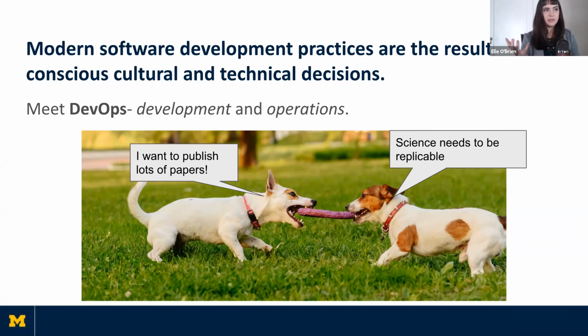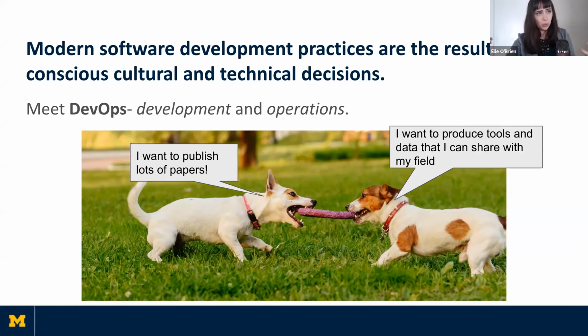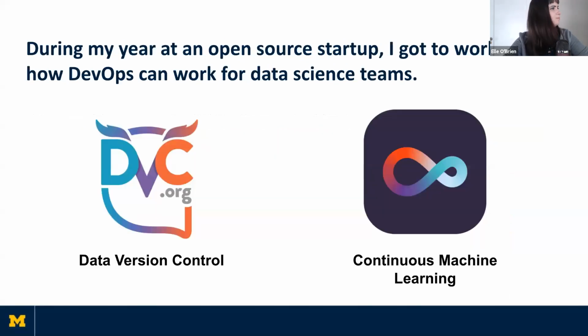On the other hand, we might have a force that says science needs to be replicable. That means things have to be written and codified, and you have to take all the precautions to make sure that everything is recorded in a way you could share. Or perhaps another competing force is that you are really driven by wanting to produce tools and data that can be shared with your field, so that you create something of communal value. Not that a paper isn't, but something like a data set or a code base or a tool that's meant to be used by many scientists in your community has different priorities.